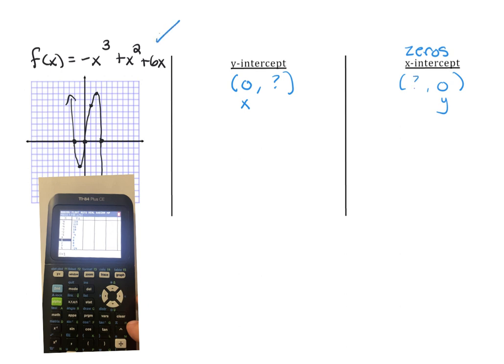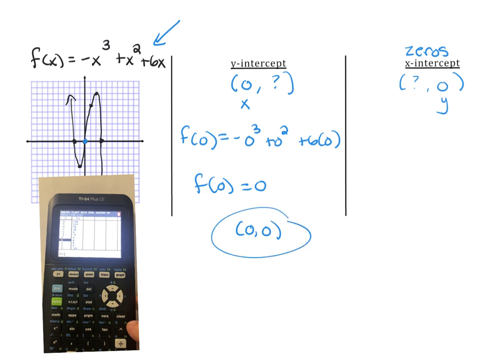So using the same function here, let's plug in our zeros and solve. So when x is 0, that would be saying f of 0. So plug in 0: negative 0 to the third, plus 0 squared, plus 6 times 0. Well, that's easy. f of 0 equals 0. So (0, 0) is the only y-intercept, which we can see is right there.